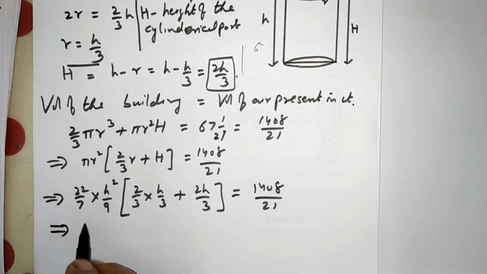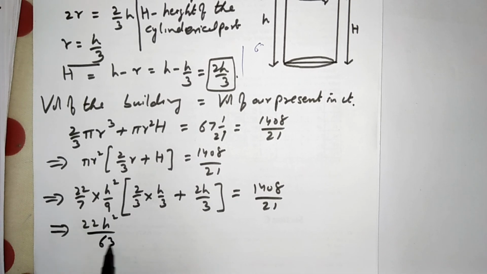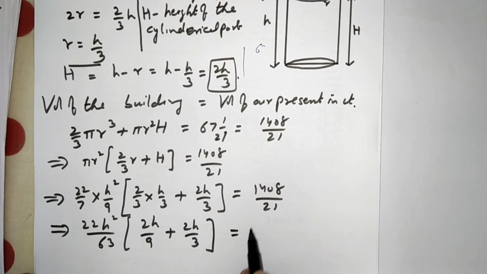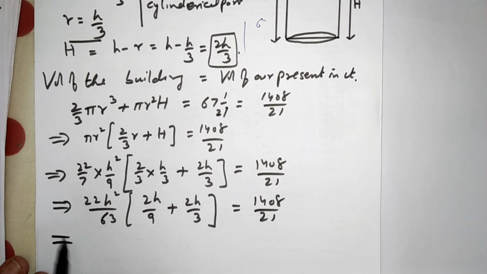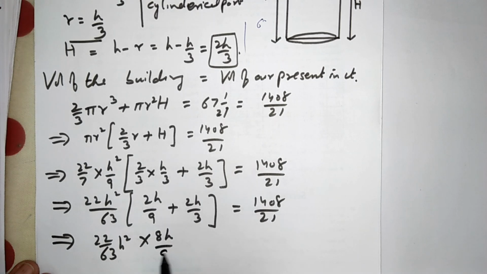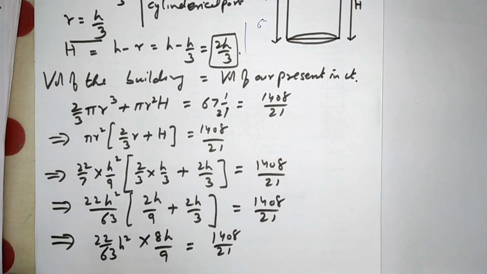After simplifying, 22h square by 63. This is 2h upon 9 plus 2h upon 3 is equal to 1408 upon 21. This will come out 22 upon 63 h square into, you have simplified this, it will come 8h upon 9. Again it is equal to 1408 upon 21.